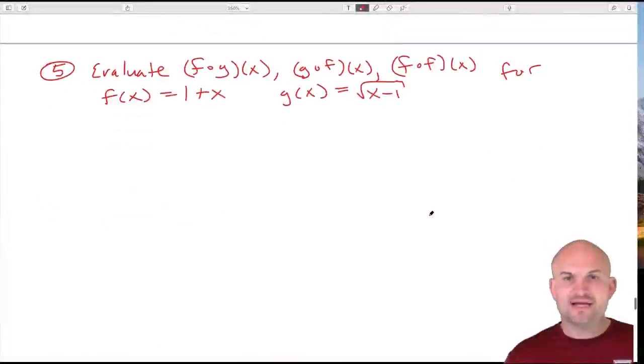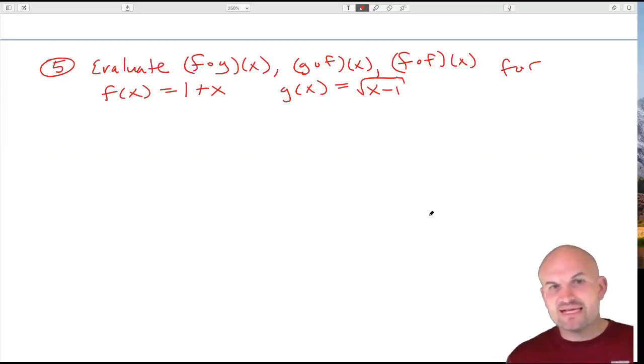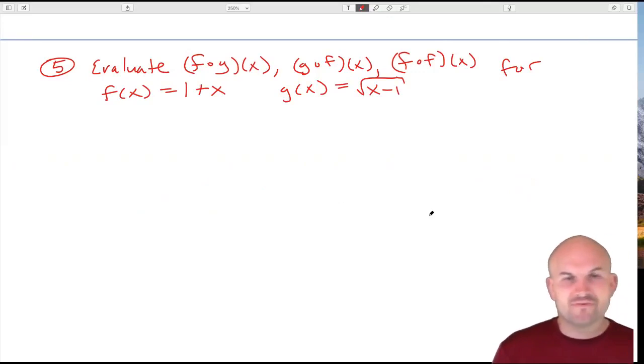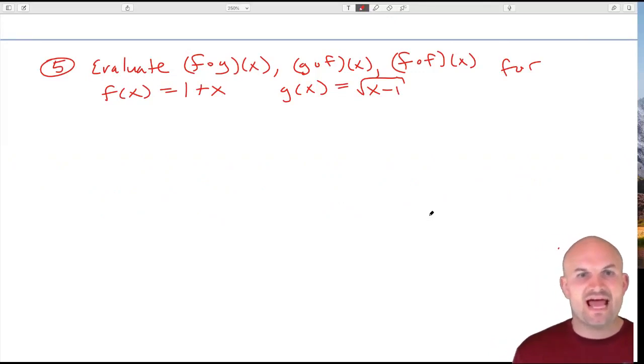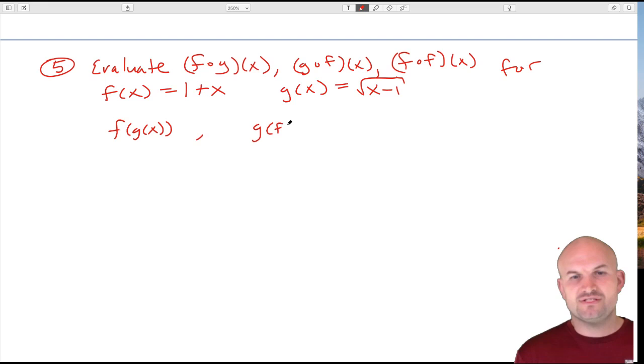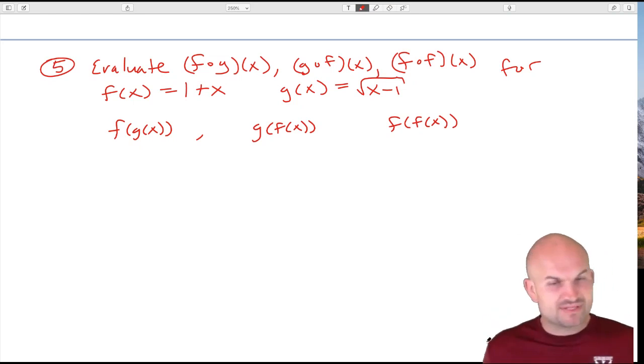All right, last but not least here is evaluating the compositions of functions. So we have f of g of x, g of f of x, and f of f of x. And if you don't like this notation, you can see in calculus that we obviously went through that notation. We used this notation, and we did this notation. Okay, so they really represent the same thing.